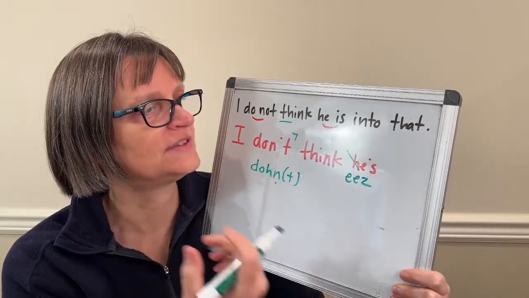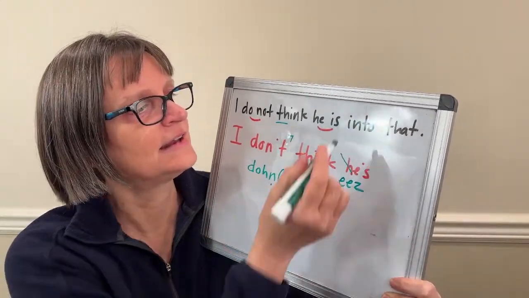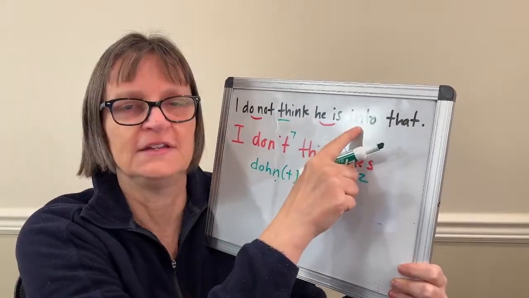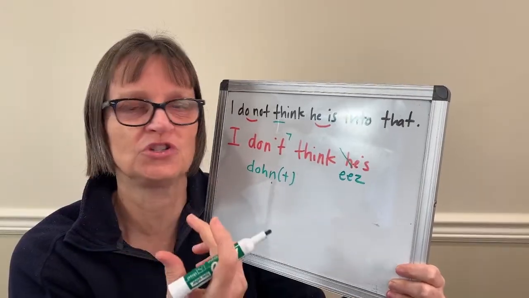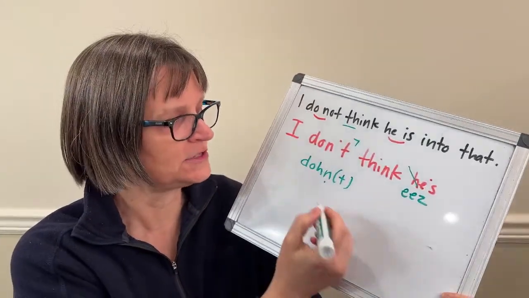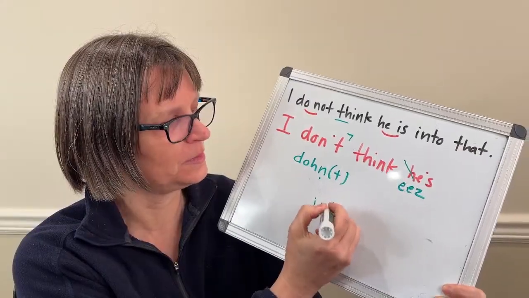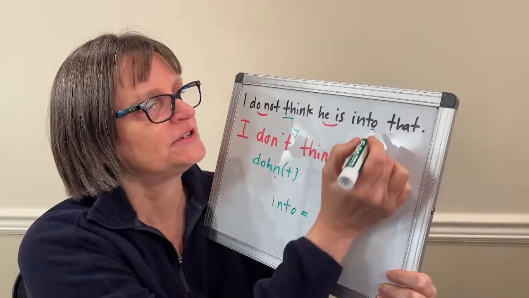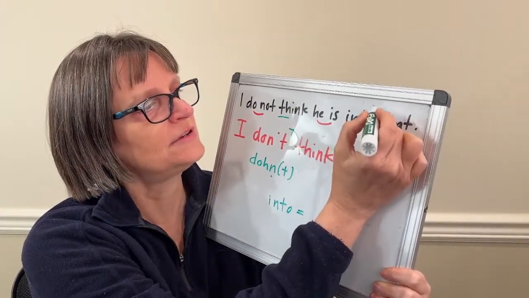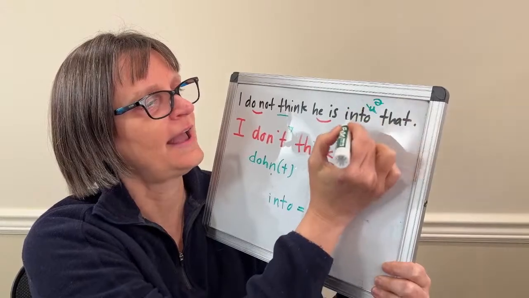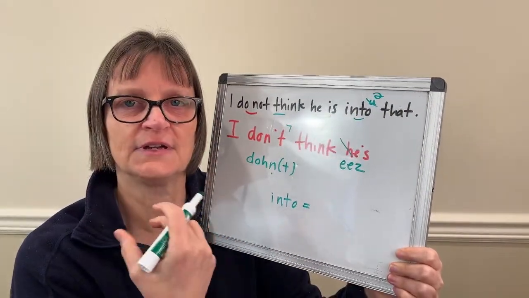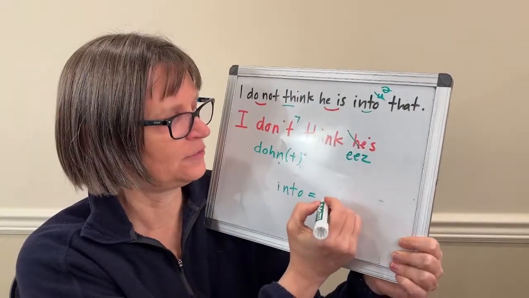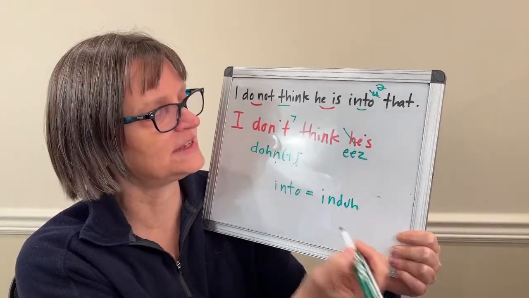Then when we go from he's into that, I don't think he's into that, we'll link the Z to the next I. And in the word into, even though we have in and to, we typically will change and reduce this word as well. So into becomes more of inda that. So we tend to reduce this oo sound and change it to a schwa. And for the nt, inda or inta, we can use either a d or a t sound here. I'll write it as inda. I don't think he's into that.